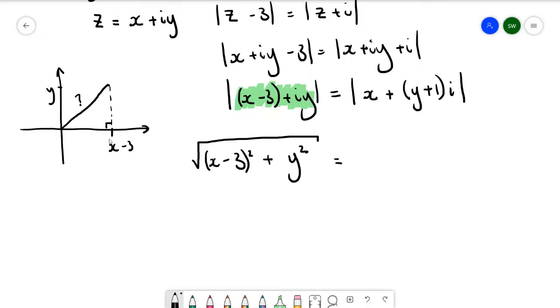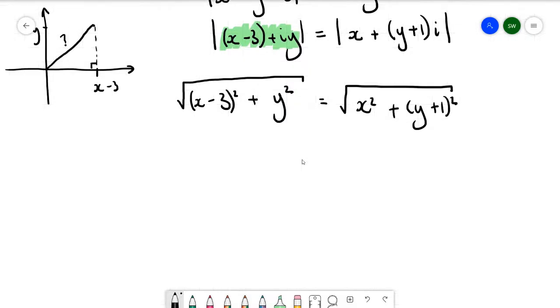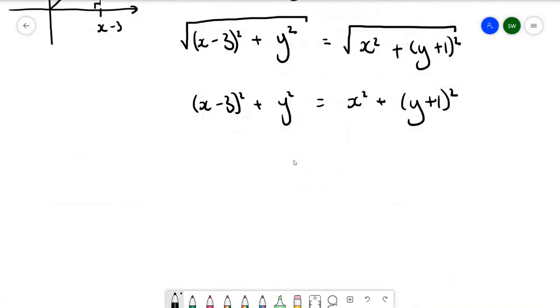And then let's do the same for the modulus of the complex number on the right hand side, the square root of the real part squared plus the imaginary part squared. Okay, well, we can square both sides of this equation. So we'll get (x minus 3) squared plus y squared equals x squared plus (y plus 1) squared. And then we'll just have to multiply out the brackets to try and simplify it.